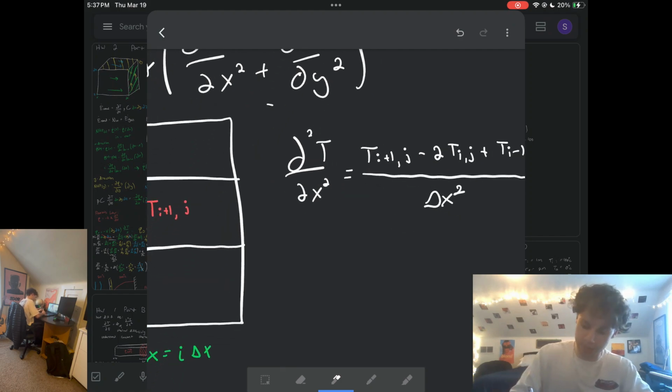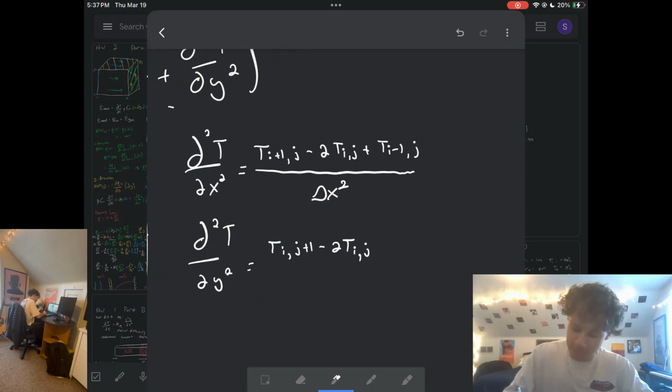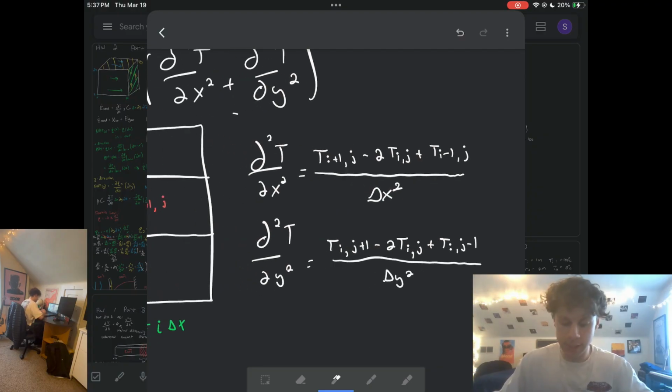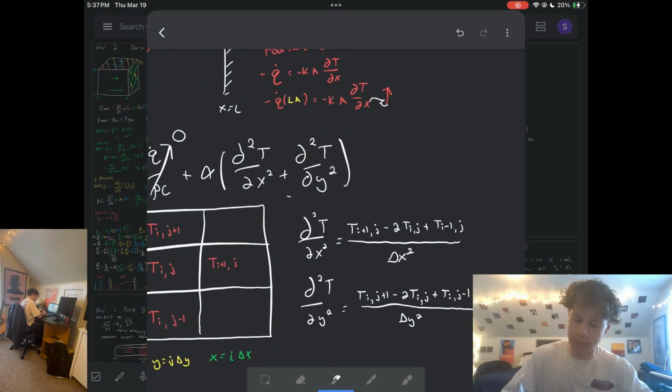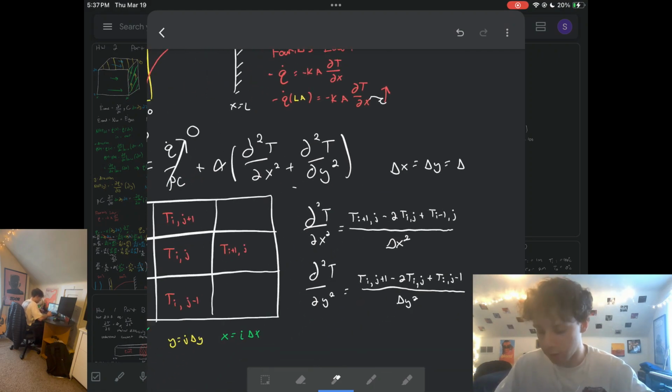And then for our y term, we'll get T i j plus 1 minus 2 times T i j plus T i j minus 1, all over delta y squared. Now, since this is a square, we can say that delta x is equal to delta y, which we'll just say is equal to a term delta.